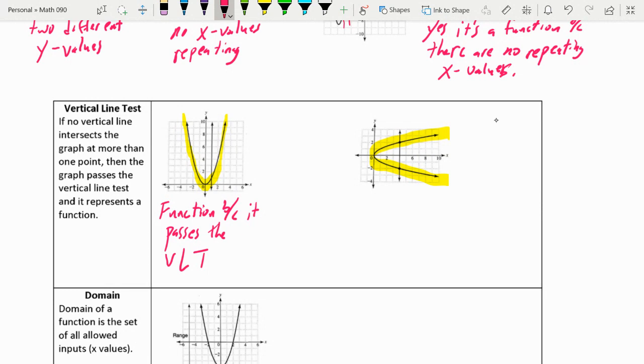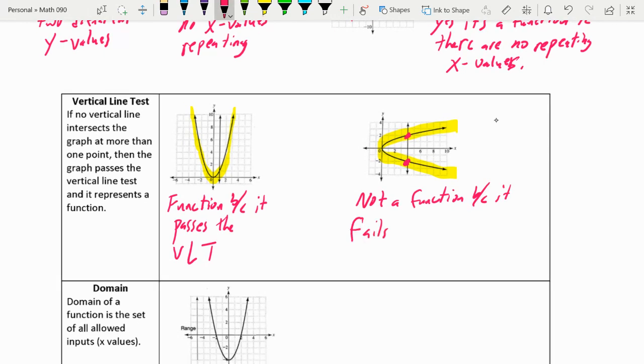Now they're showing me a vertical line right there. Does that vertical line hit more than one point? Yes, it hits two points, right there and right there. So is this thing a function? No, not a function, because it fails the vertical line test.